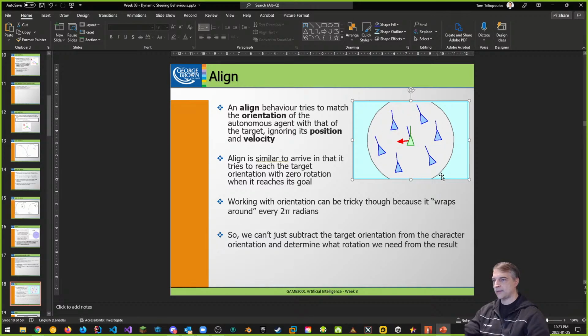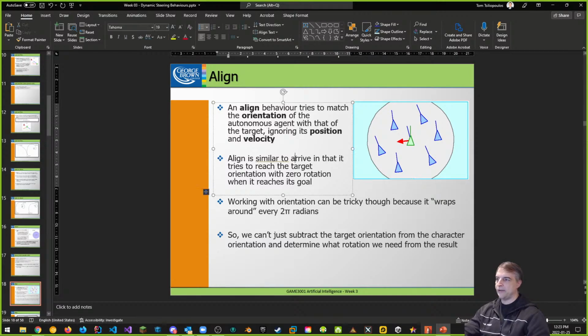Think about these as a flock of agents. We're going to be talking about flocking next week. So that's what this is, right? So align is similar to arrive, in that it tries to reach a target orientation with zero rotation. That's important when it reaches the goal. So that's the way we want to do it. So we're aligning in this way.